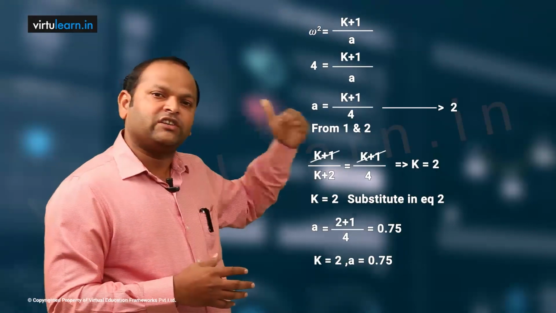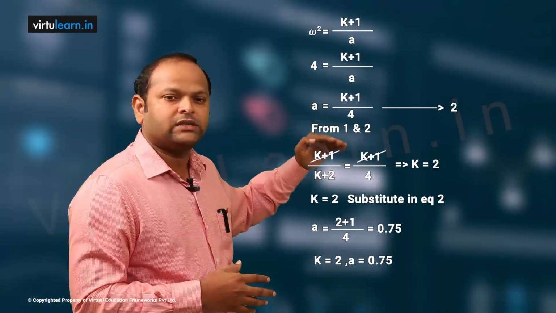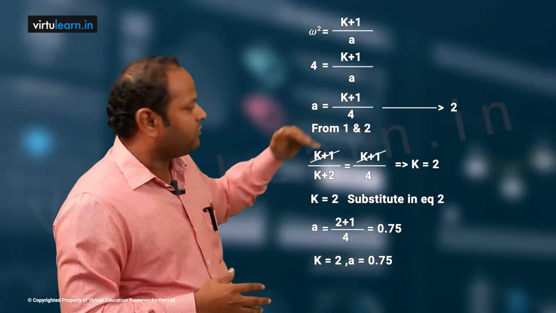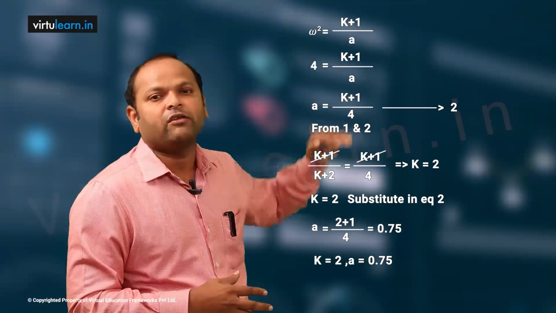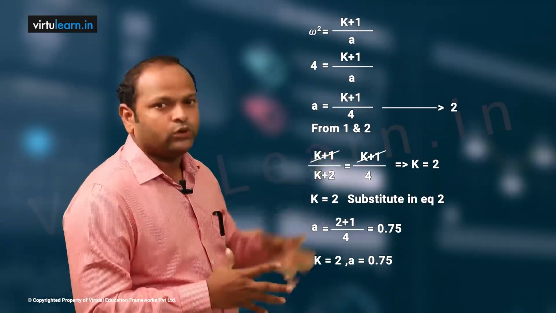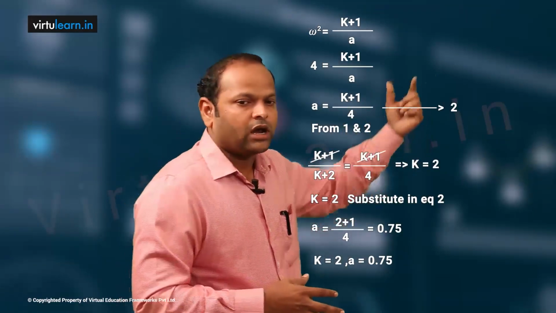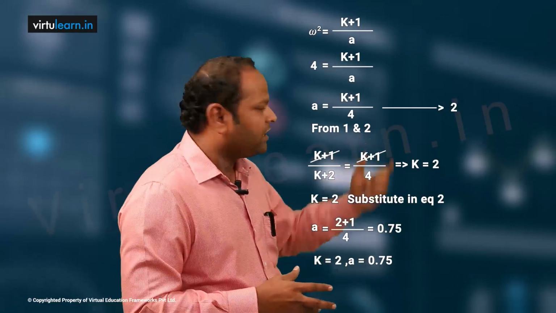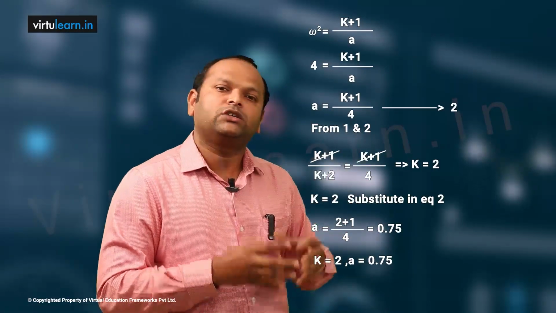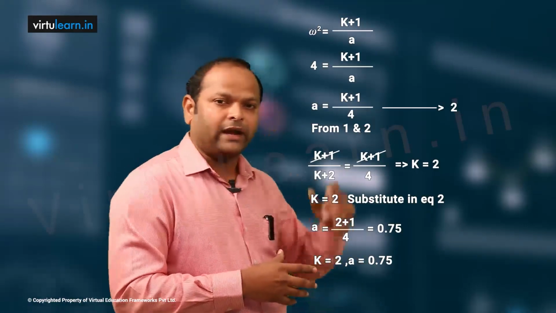When you look at equation 1, a is equal to (k plus 2) by (k plus 1), and equation 2 is a is equal to (k plus 1) by 4. When you equate these two, we get (k plus 2) by (k plus 1) is equal to (k plus 1) by 4. You can solve it and find the k value as 2. So if you fix the k value as 2, then you will get the condition.